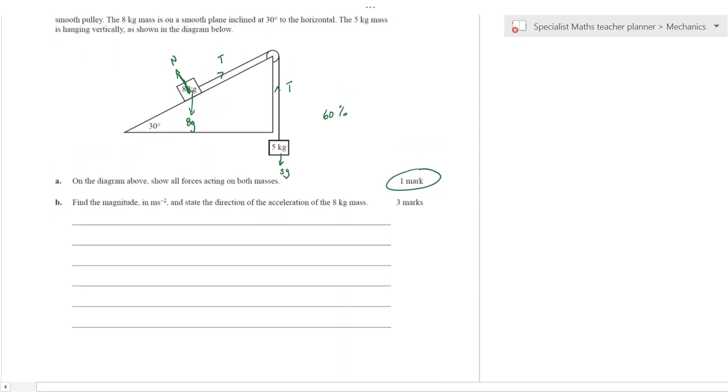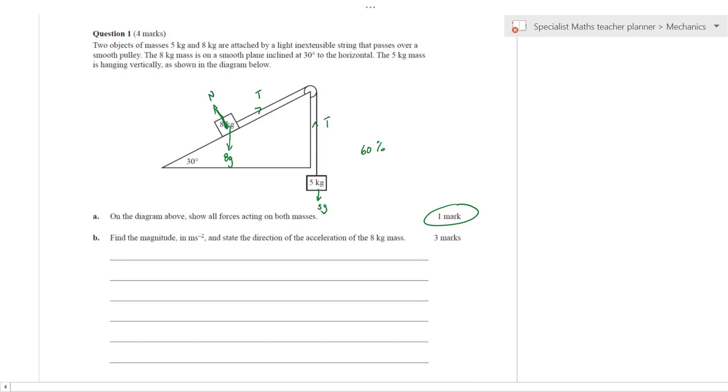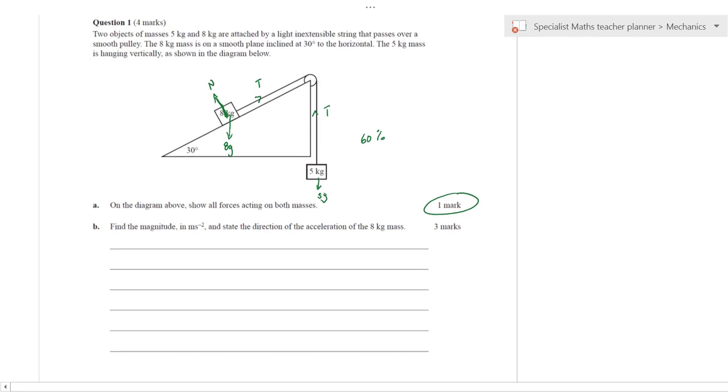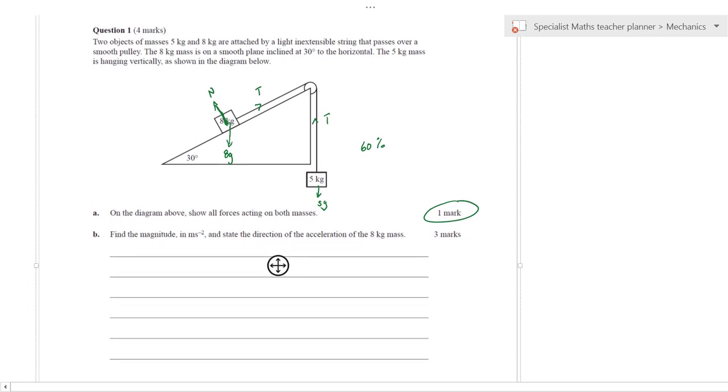Find the magnitude and state the direction of the acceleration now of the 8 kilogram mass. So the acceleration of the 8 kilogram mass, you have to read it carefully. It says the 8 kilogram mass is on a smooth plane, shown vertically. Find and state the direction of the acceleration of the 8 kilogram mass. Okay, so what do you think's going to happen? Well, let's do the equations of motion.